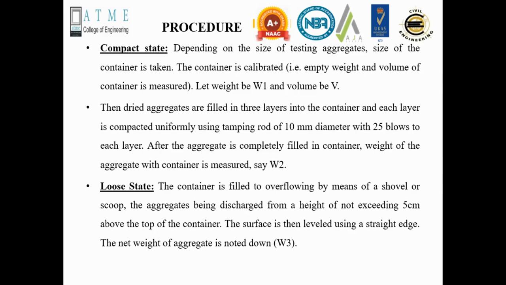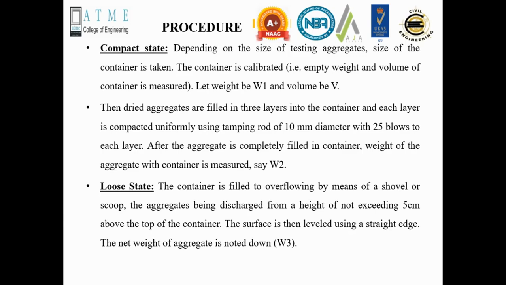Bulk density of fine aggregate can be determined in two different states. One is the compact state and the other one is the loose state. Depending on the size of the testing aggregates, the size of the container is taken. Basically, the container is calibrated. That means its diameter and its height will be noted down along with the empty weight of the container.